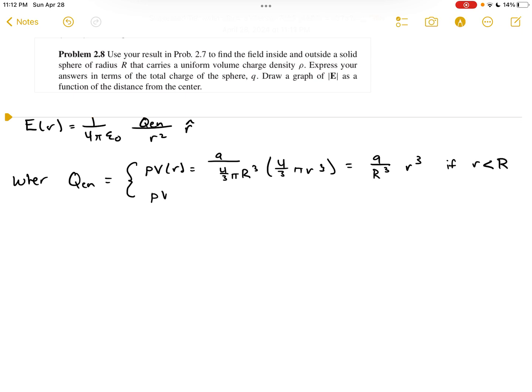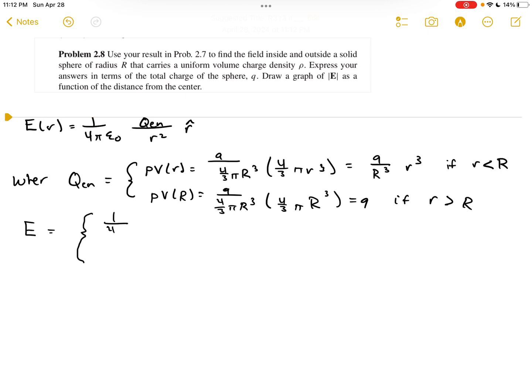Then we have rho V of big R is equal to Q over 4/3 pi big R cubed times 4/3 pi big R cubed, which is equal to Q, and that's if little r is greater than big R. So then we found that E is equal to 1 over 4 pi epsilon naught times Q r over big R cubed times r hat if r is less than big R. Then we have 1 over 4 pi epsilon naught Q over r squared times r hat if r is greater than big R.